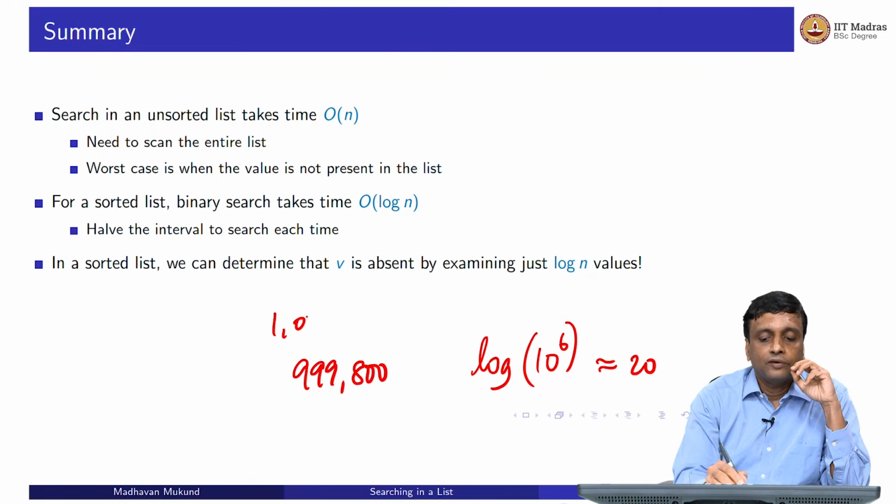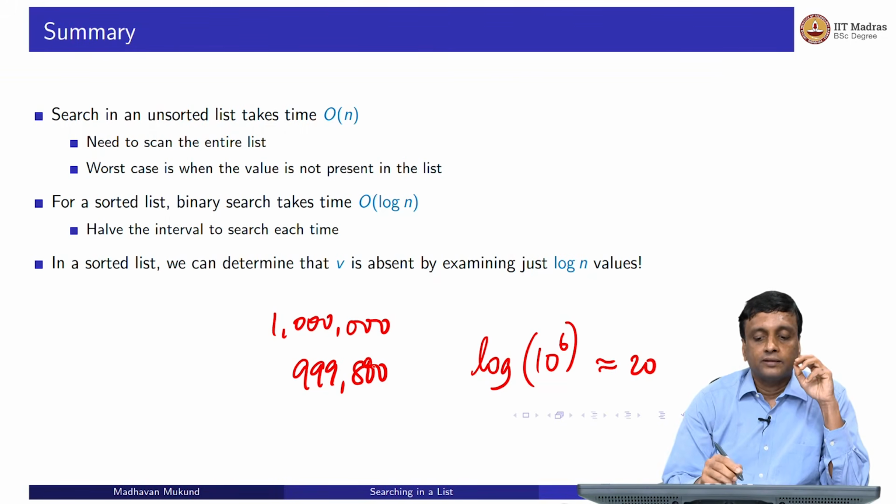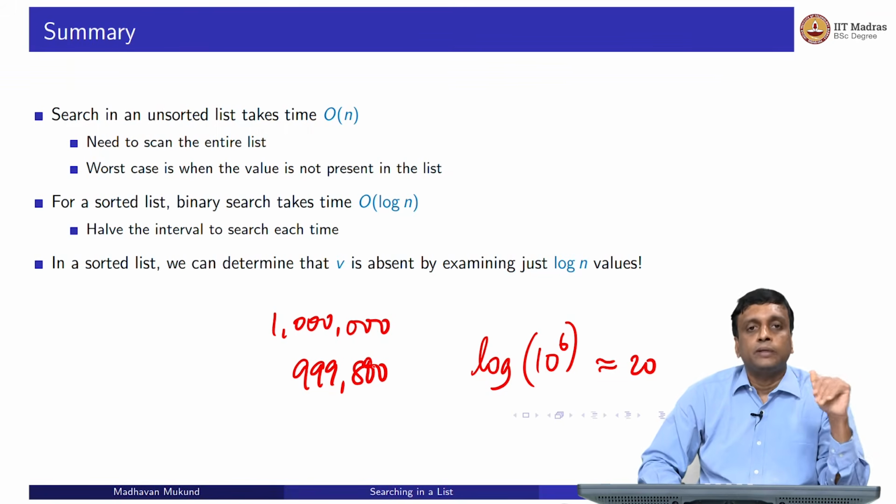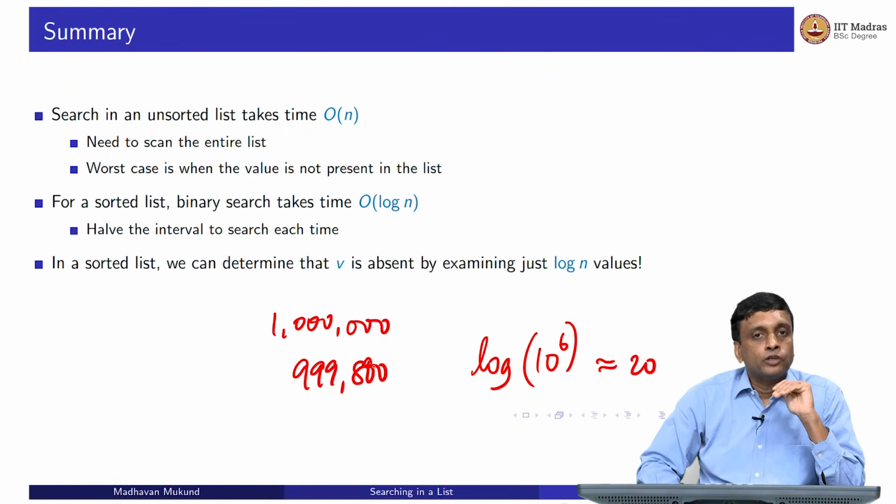You have to start with 1 million values. So this is truly a remarkable property, that almost the entire list you can ignore and still you can convince me that the value I am looking for is not there, right. So this is truly remarkable.